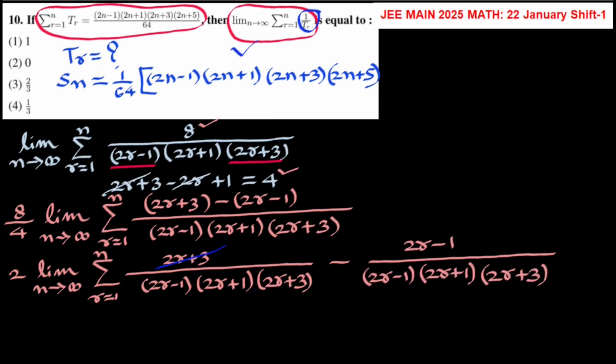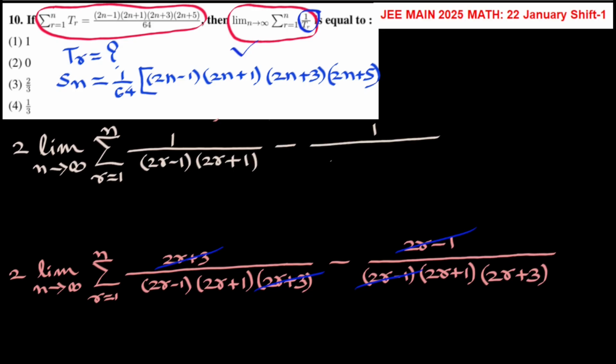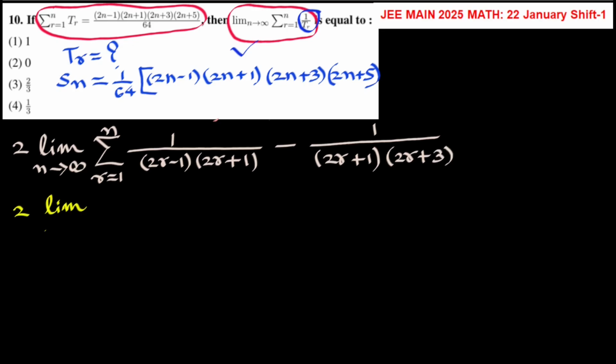Cancelling 2r plus 3 and this 2r minus 1. Let us wipe this part and write the whole thing again. 1 upon (2r minus 1) into (2r plus 1) minus 1 upon (2r plus 1) into (2r plus 3). Let us wipe this part. Take the limit as n tends to infinity of the summation from r equals 1 to n.